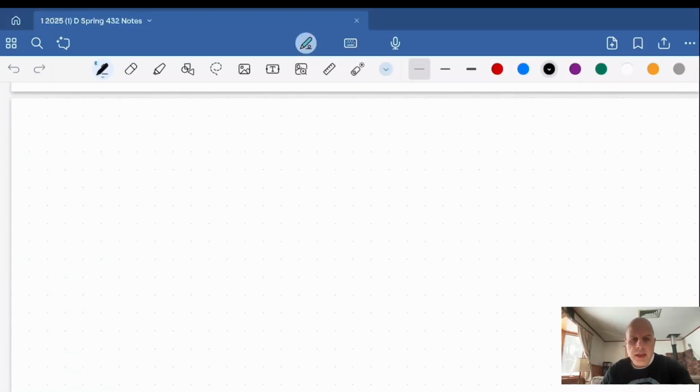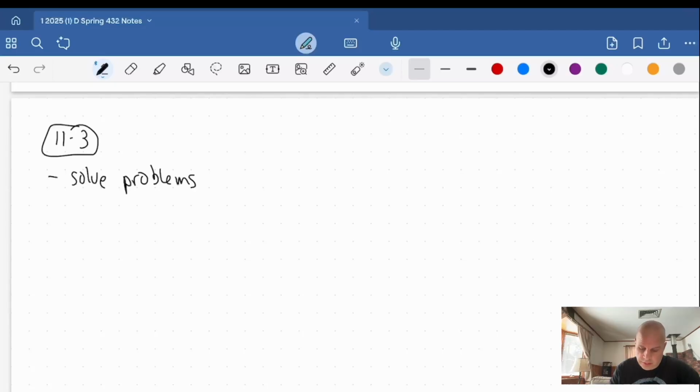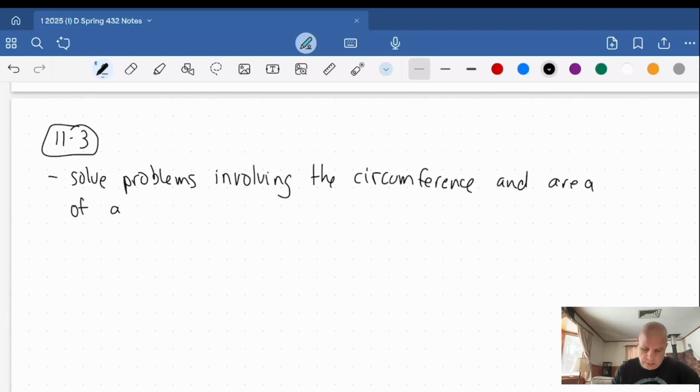Okay, today's lesson is going to be section 11-3, and today's objective is all students will be able to solve problems involving the circumference and area of a circle.